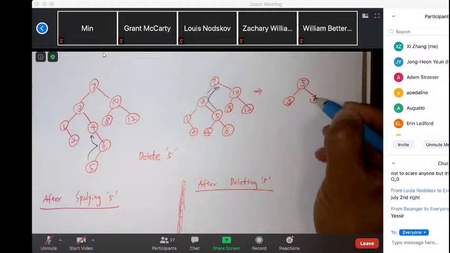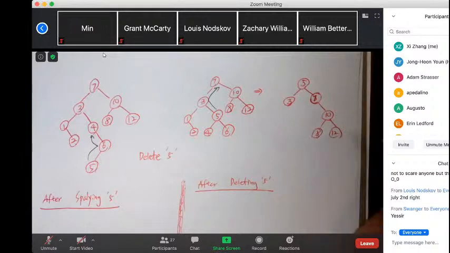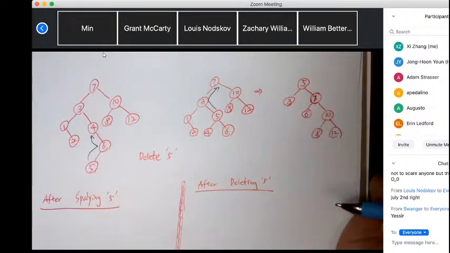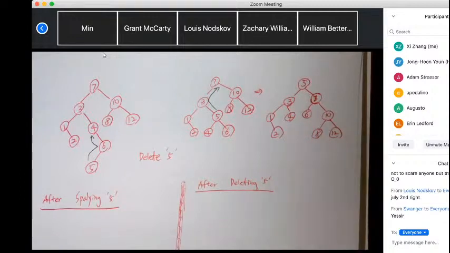7, 10, 8, 12 will stay with the 7, and 5 will send 6 to the left child of 7, and 4 to the right child of 3. 3 will stay with 1 and 2. So that's the tree after splaying 5.